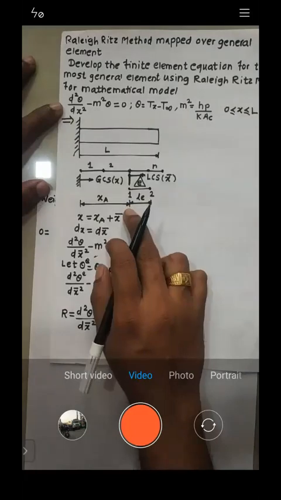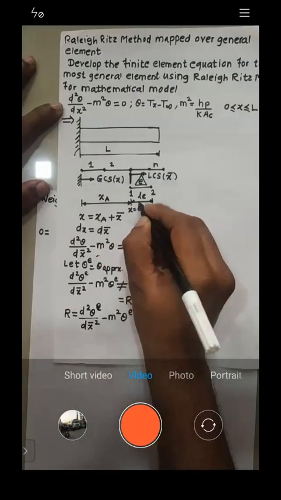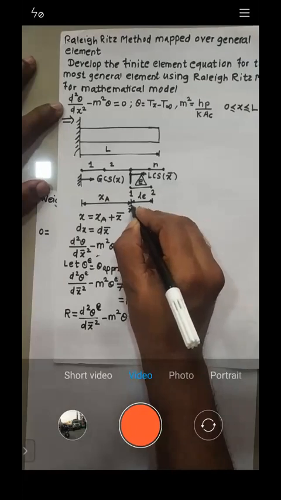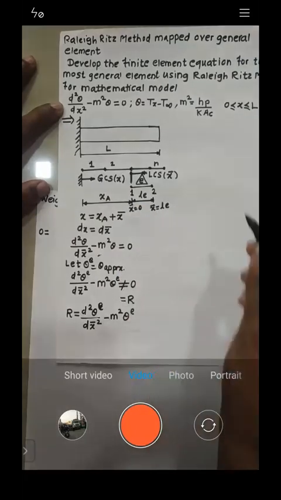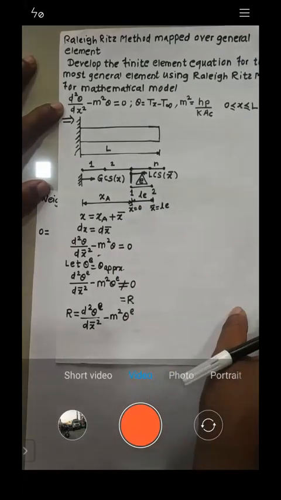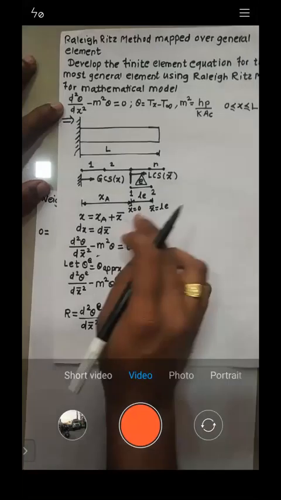What is the value of x bar here? 0, right? Value of x bar is 0. And what is the value of x bar here? It is LE. Is it okay? Here x bar is 0, here x bar is LE, right? We are talking about the element.